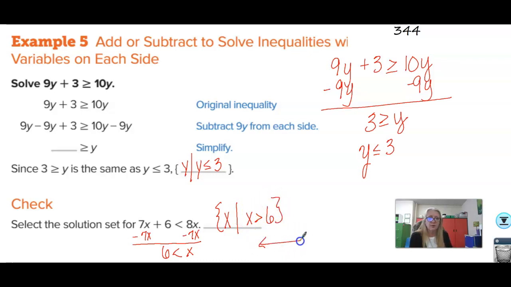Now, they didn't really cover graphing too much, so here's what I would do. I would just go ahead and put a 6 here, and I want to show x is greater than 6, so I have an open circle, and I shade the numbers that would be greater than 6. That.